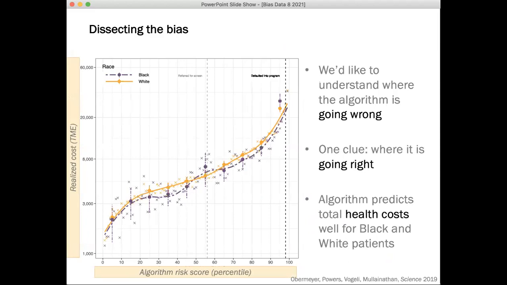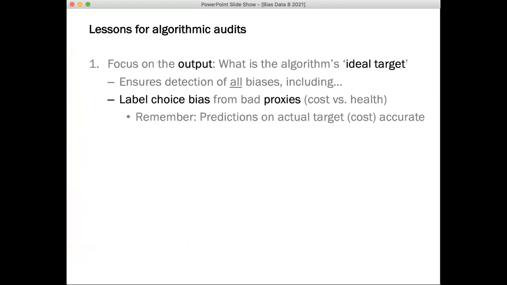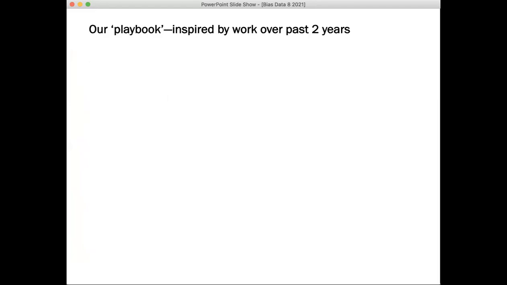Couple of other questions. Is it necessary for an algorithm's bias to have real world consequences before it's caught? No, I certainly hope not. So I think that a lot of the work that we've been doing that I'll describe in a second tries to speak to both this question and the question of how do you come up with an ideal target? So let me talk about that for a second and see if that answers your questions.